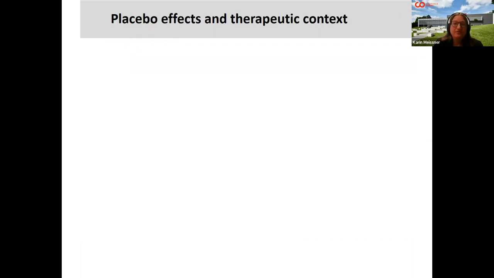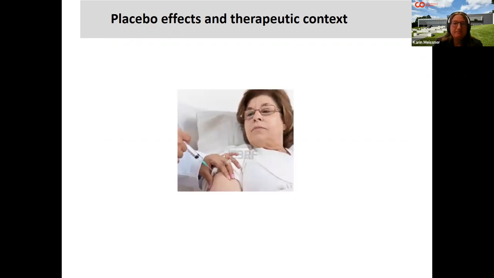What are placebo effects? Placebo effects are effects of the therapeutic context in which an intervention is delivered. For example, let's take this woman here, who receives a pain injection, an injection against pain. And even if this injection does not contain any pharmacological substrate, we would expect that this patient might perceive some relief in pain. And this is due to various factors.